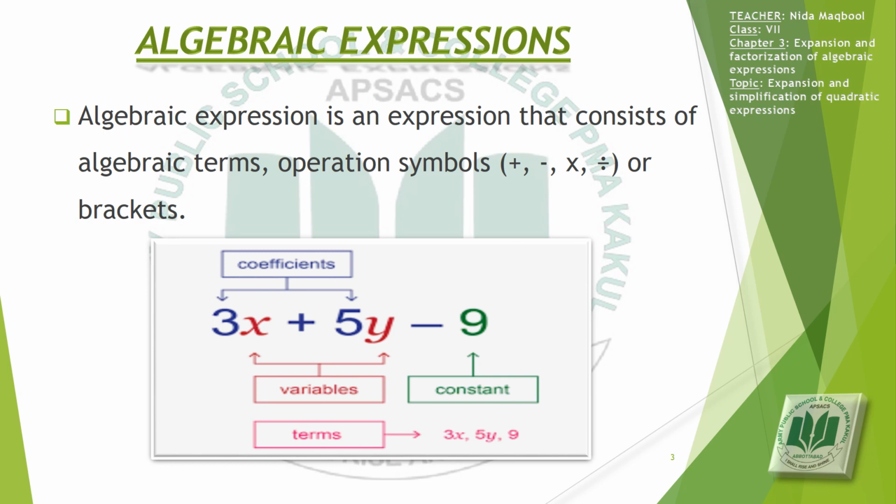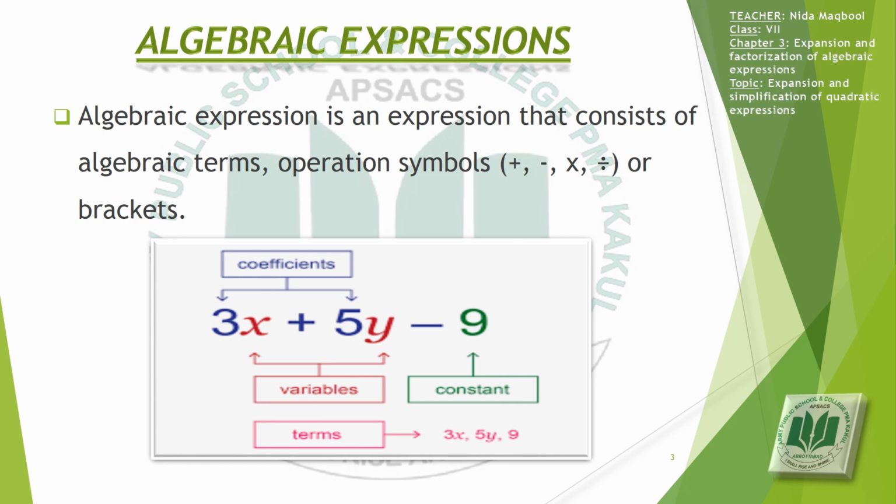An algebraic expression is an expression that consists of algebraic terms, operation symbols, or brackets. There are various parts of an algebraic expression like coefficients, terms, variables, and constants. Now let me explain what is a term. A term is a part of algebraic expression separated by addition or subtraction.